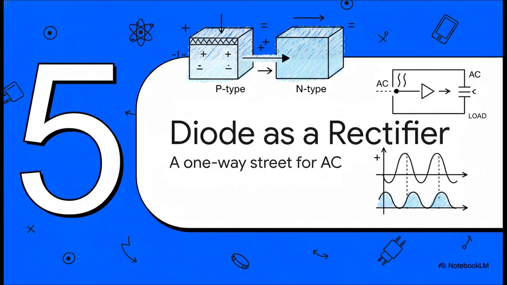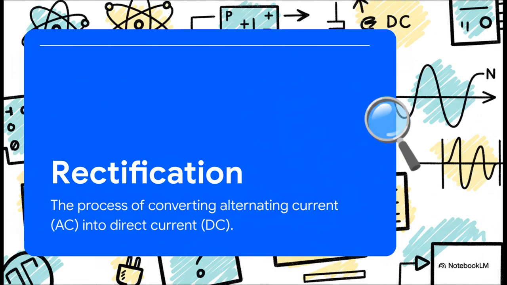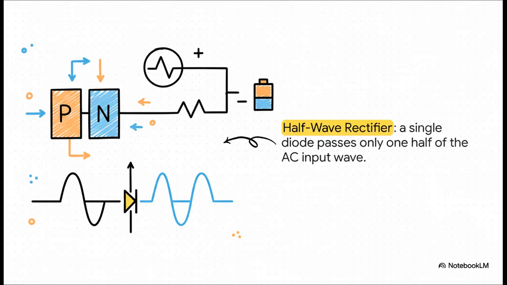Okay, so we have this amazing one-way gate for current. So what is its most important job in all our devices? Let's find out. You know how our wall sockets give us AC, right? But our phones and laptops, they need DC. So the device that does this super important conversion is called a rectifier. And who's the hero inside? Our PN junction diode. So the simplest rectifier just uses one diode. It lets the positive half of the AC wave pass, but it completely blocks the negative half. It's a bit inefficient, right? We're wasting half the power.